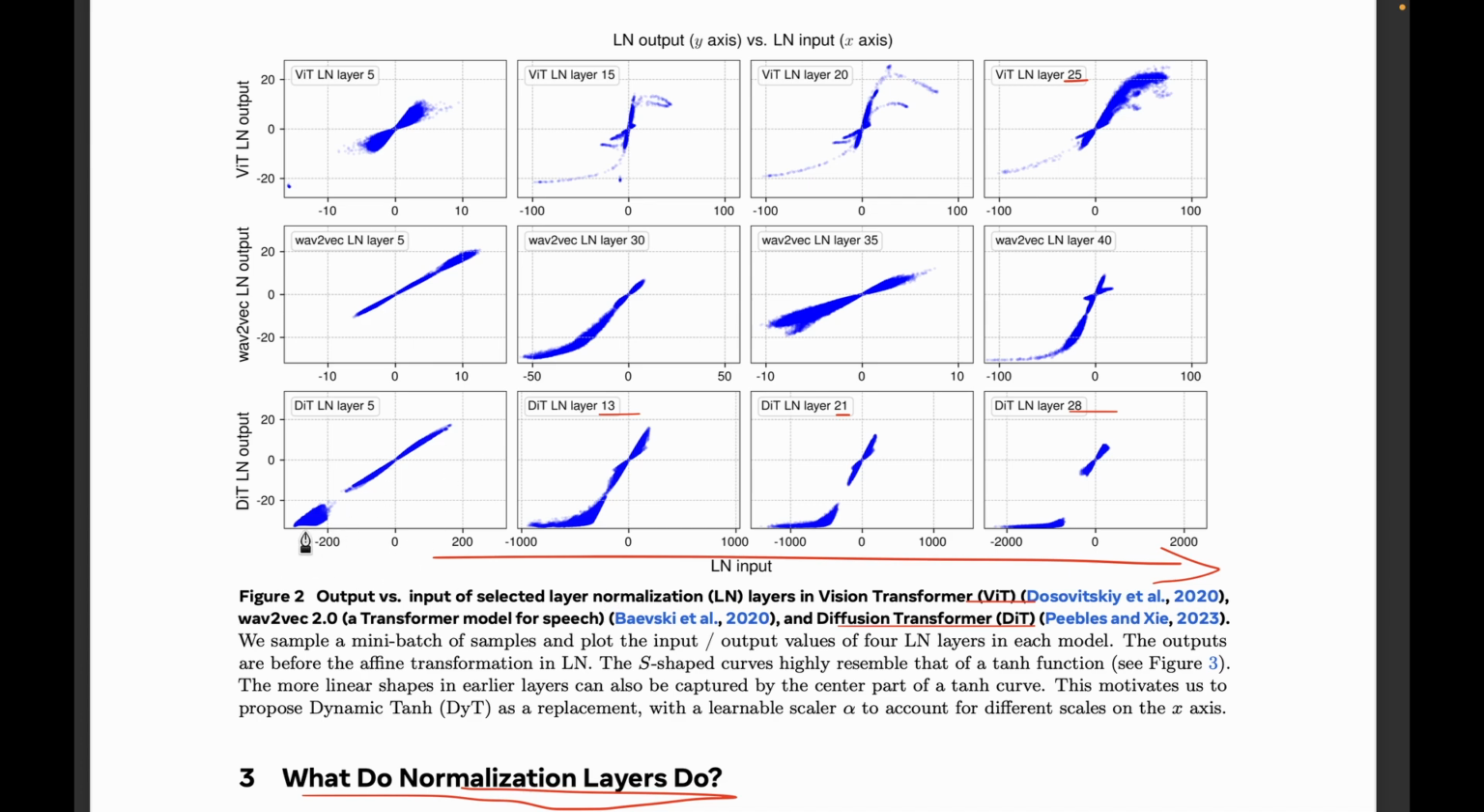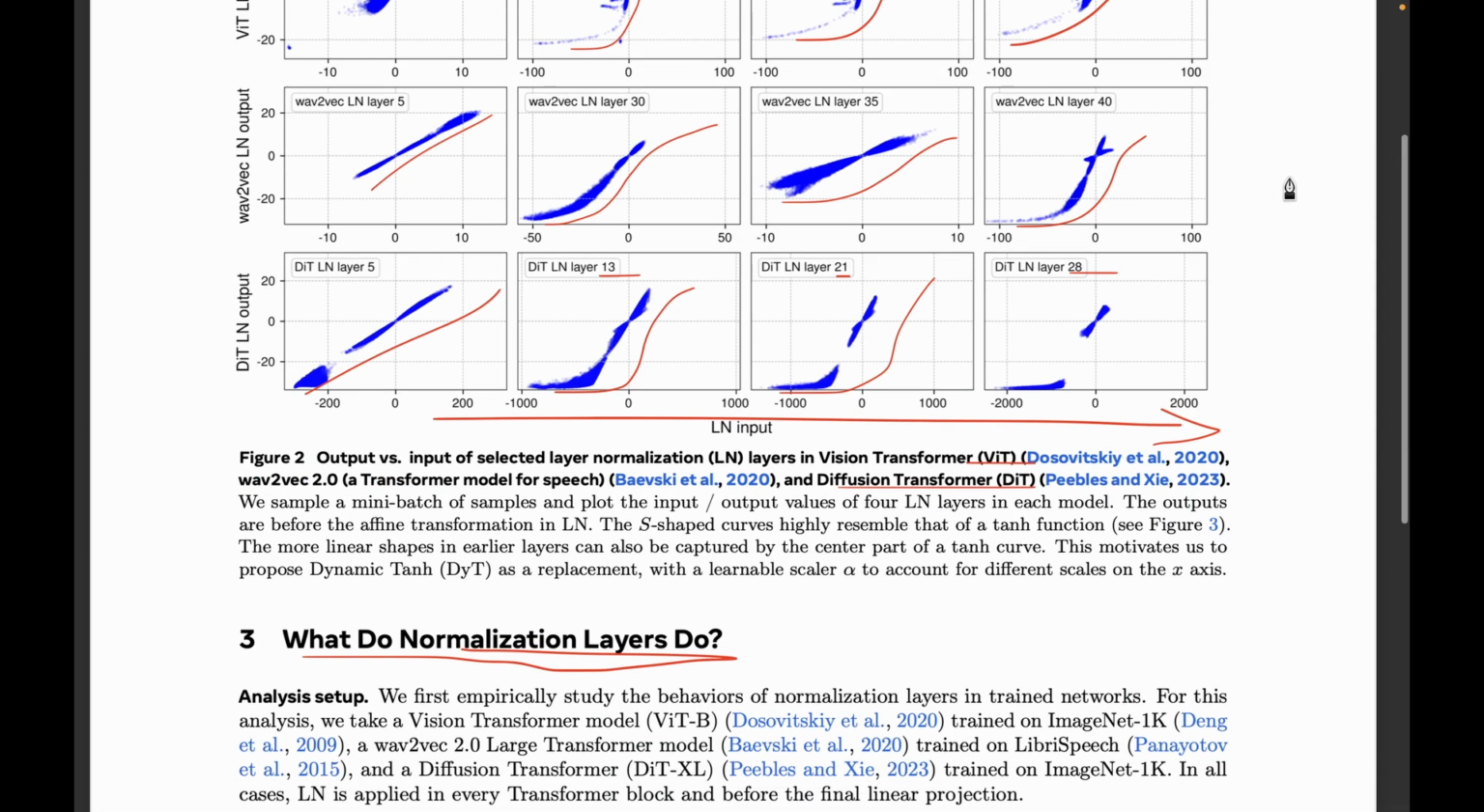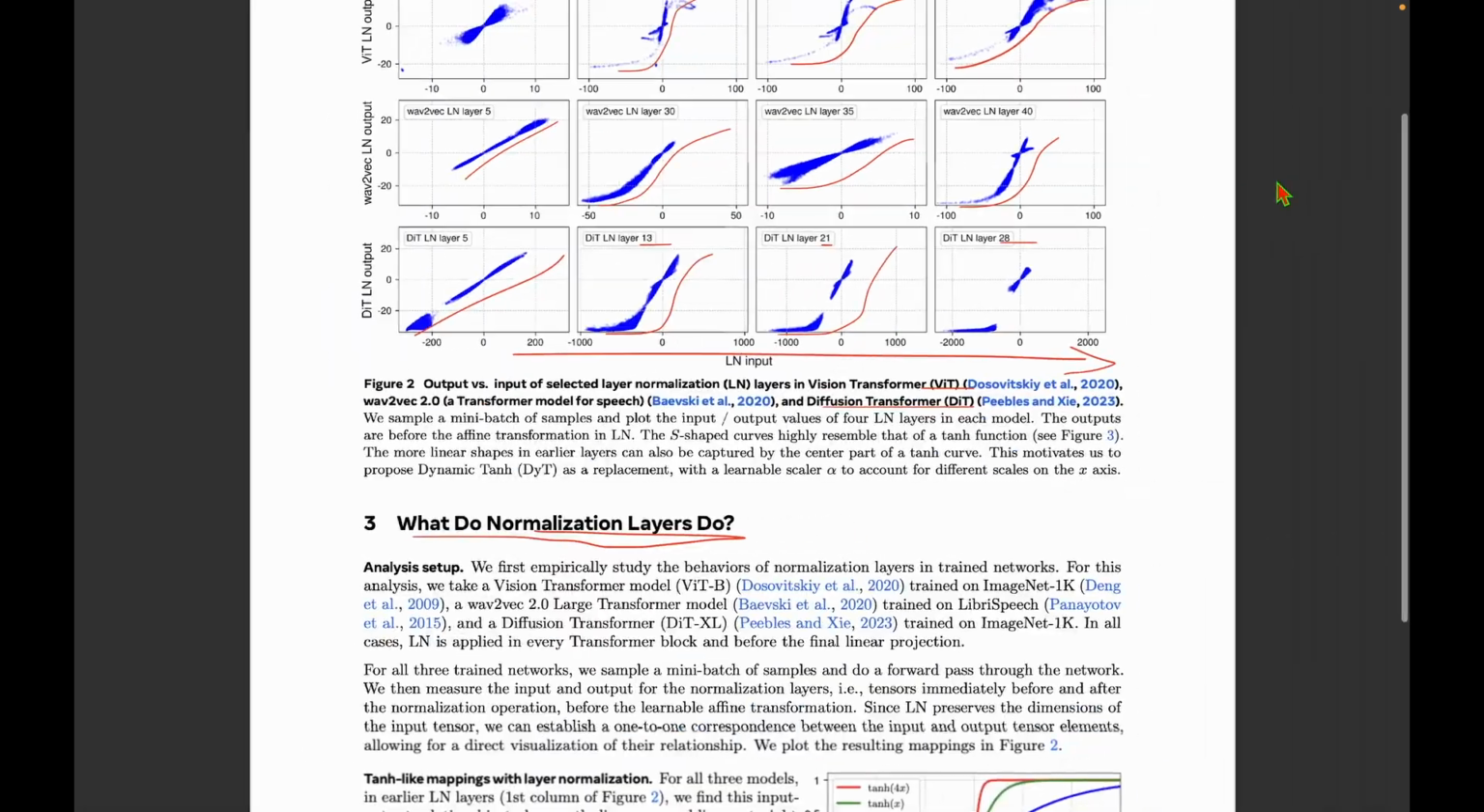In the early layers, the output is quite linear. You can see just a straight line here, but as we go deeper, this becomes more like an S-shaped curve, which resembles that of tanh. You can see that there is a typical behavior emerging. If we go further deep, we can see that an S-shaped curve emerges. And this motivated them to use tanh in place of normalization.